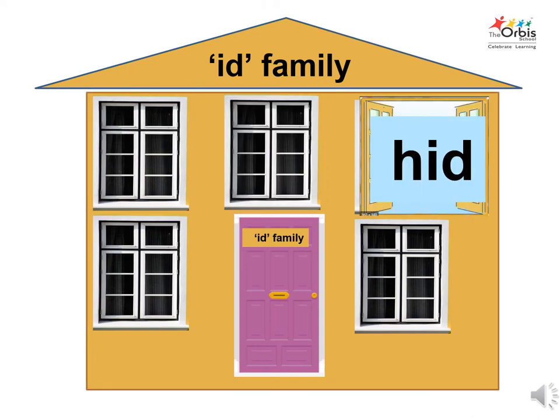Now, let's find the name of the third family member living in the house. The phonic sound of H is H. Now, to combine the sound of H with the sound ED to get the name of the person inside the window. That is HID. Say hello to HID.